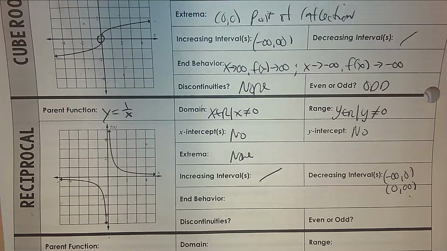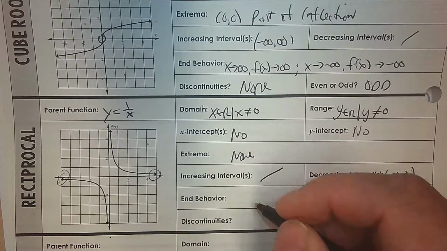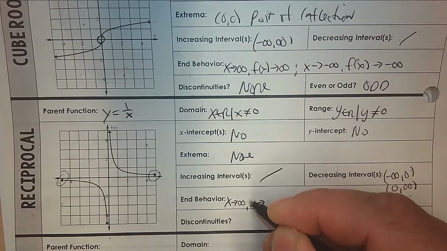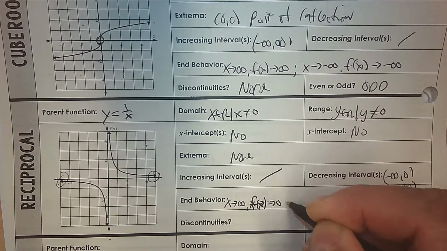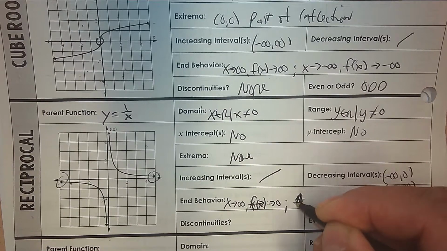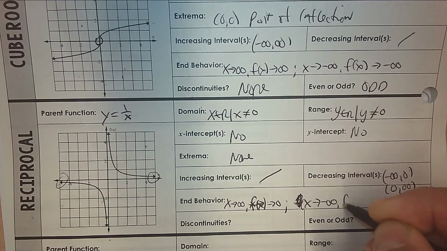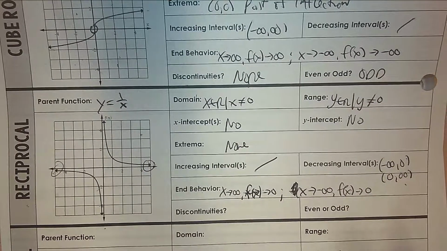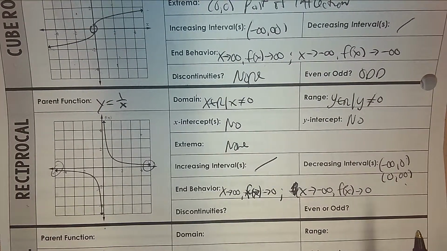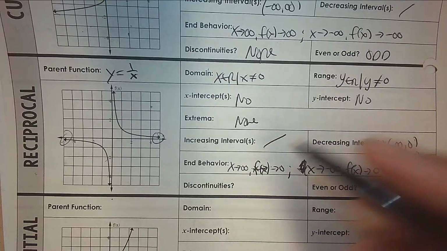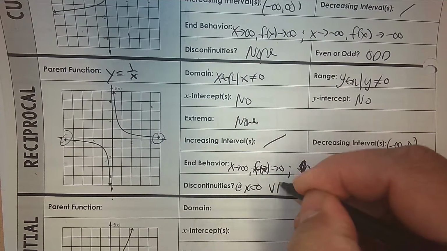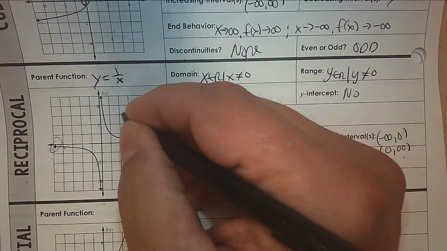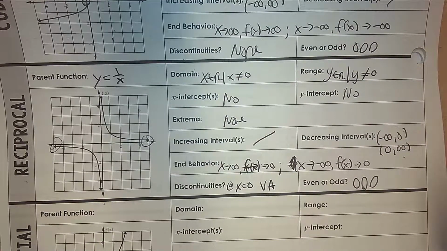What's the end behavior? So the right end and the left end behavior. It's going to be a little different. As x approaches infinity, the function f of x approaches 0. And as x approaches negative infinity, the function also approaches 0. So notice in this case, it's not going to infinity or negative infinity, but actually gets closer to 0. Any discontinuities? Yeah, at x equals 0, we have a vertical asymptote. Is this even or odd? Again, look at the cross quadrants, and you can see there's symmetry in the top right and the bottom left.